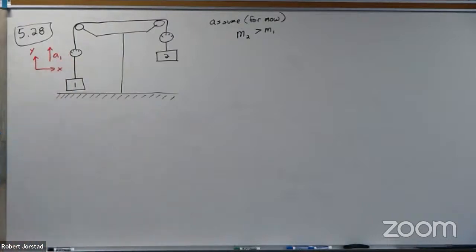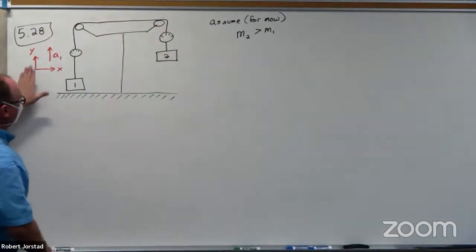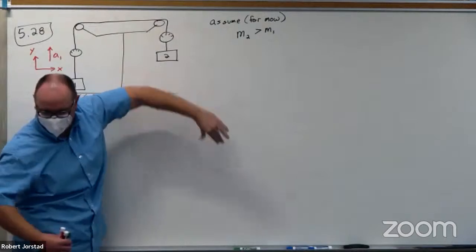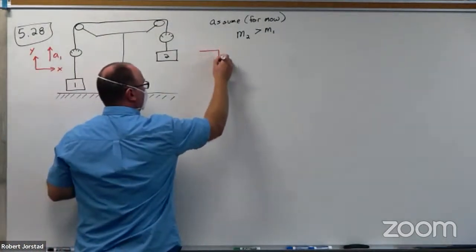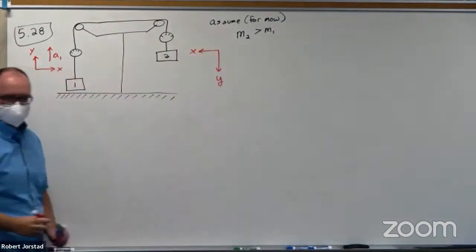Now, just do me a favor and watch my hand for a second. Everybody just give me your eyes here. Ready? This is my coordinate system. Notice if I was taller, my hand would flip over like this, right? And so on this side, I'm going to say y is down and x is this way.